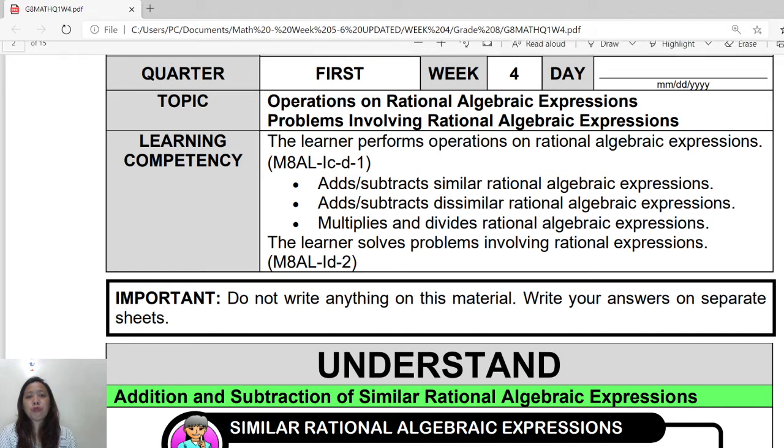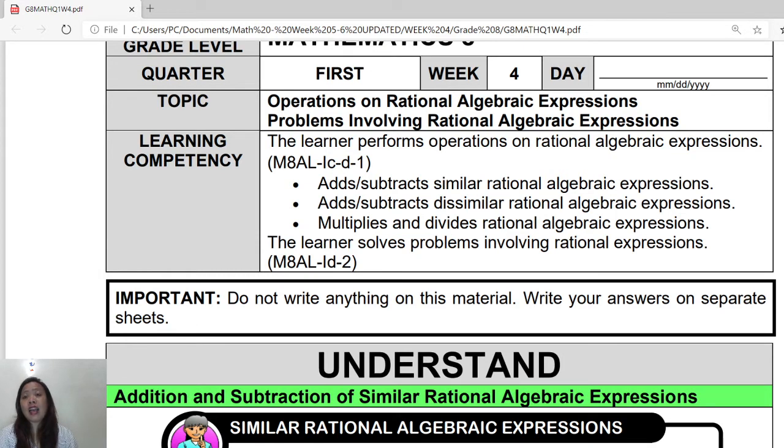The learners perform operations on rational algebraic expressions to be able to solve: add or subtract similar rational algebraic expressions, add or subtract dissimilar rational algebraic expressions. Learners can multiply and divide rational algebraic expressions, and the learners solve problems involving rational algebraic expressions. So those are the learning competencies.